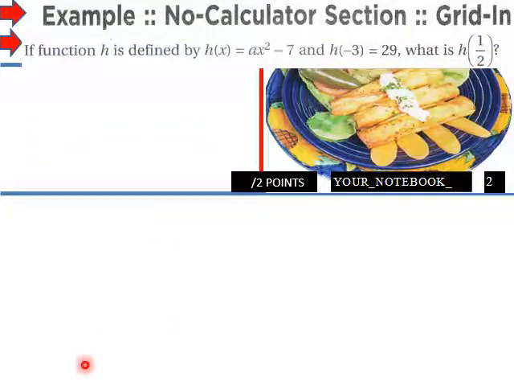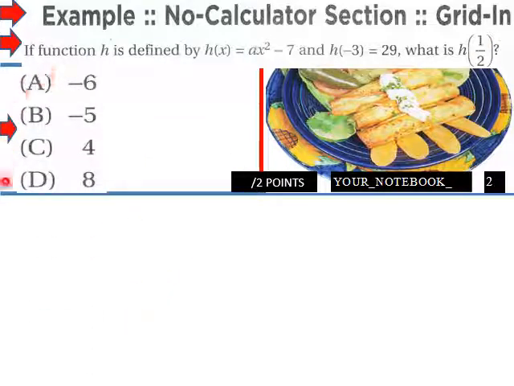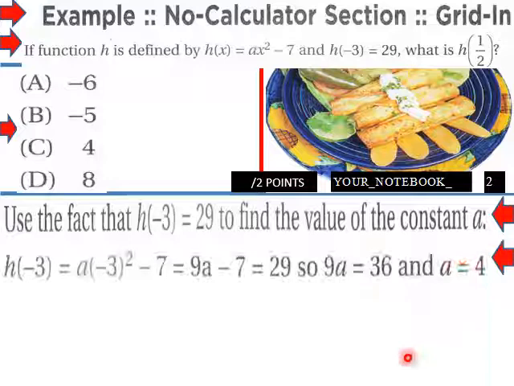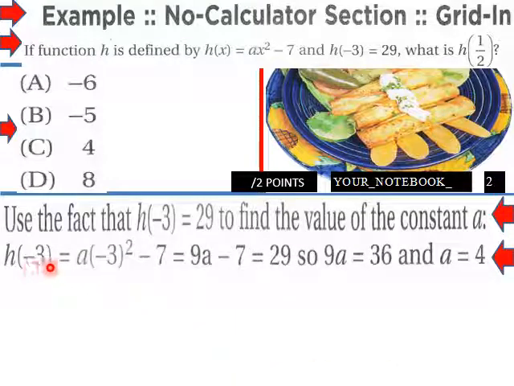So, example here, a no-calc section, grid-in. The function h is defined by this here, and h of -3 equals that. What is h of 1/2? Here are possible solutions. Use the fact that h of -3 equals 29 to find the value of the constant a. When you plug -3 into the original function, 9a equals 36, and a would equal 4.